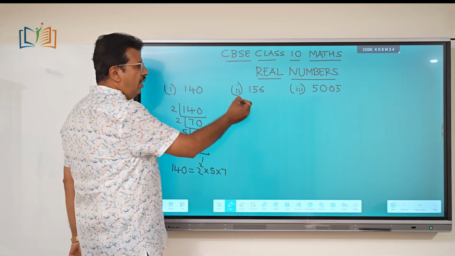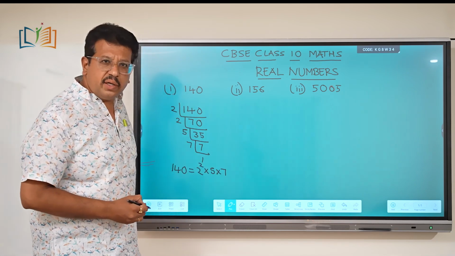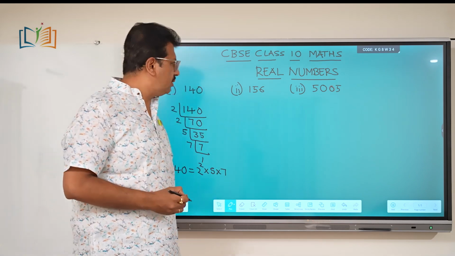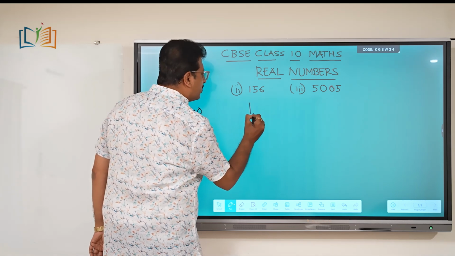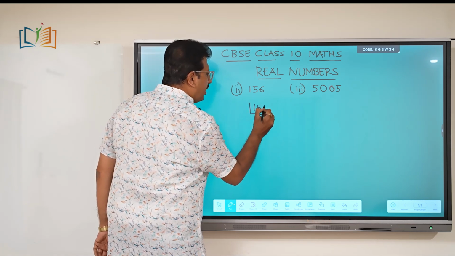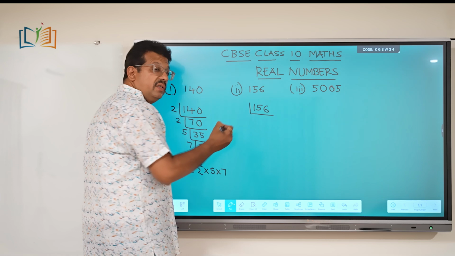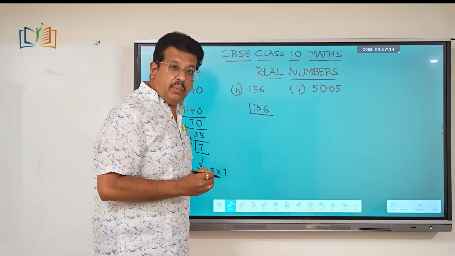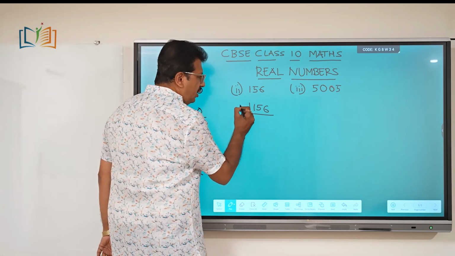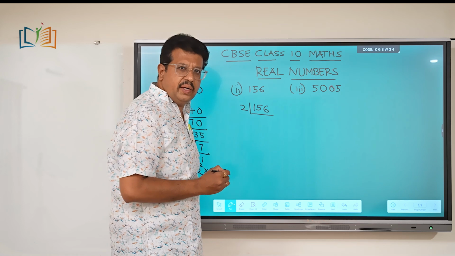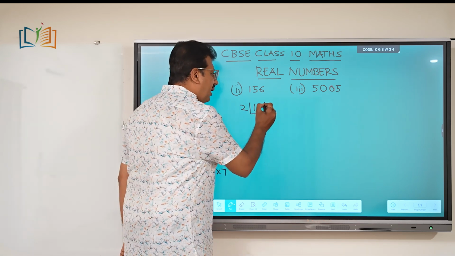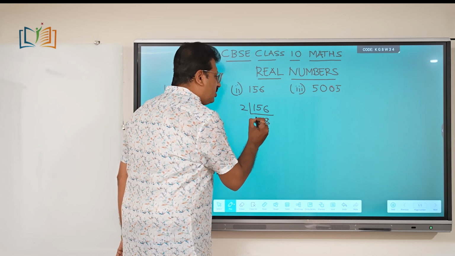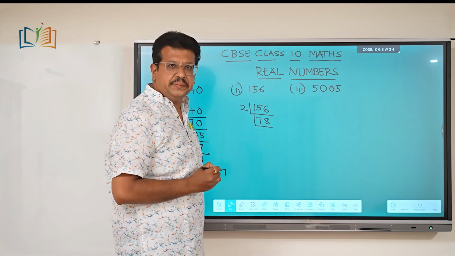Similarly we can take the second problem, that is 156. The same way we can write 156. As you can observe, 156 is divisible by 2. I think you should know the divisibility very well. 2 sevens are 14 and 1 carry, 2 eights are 16. So it is 2 seventy-eights.